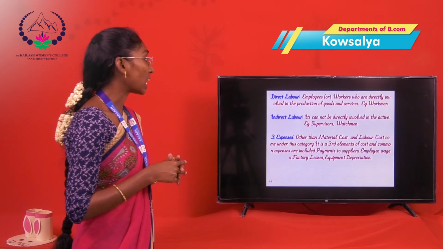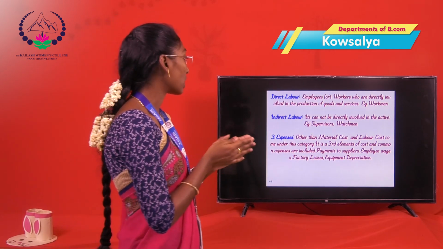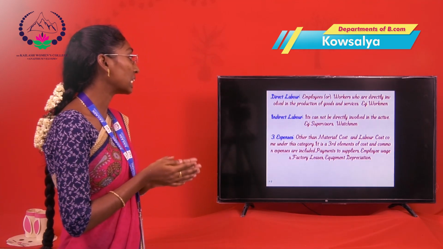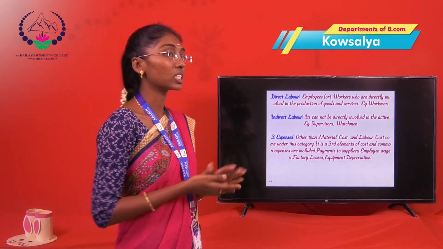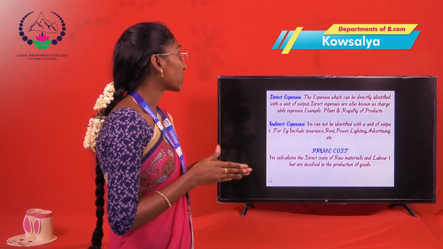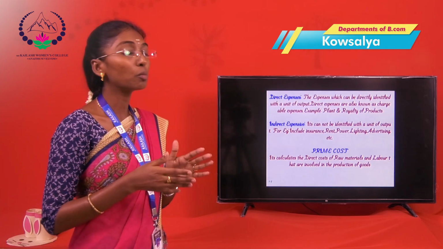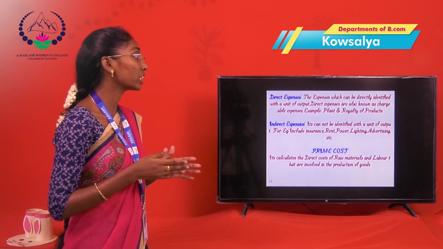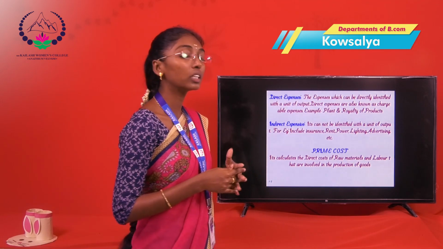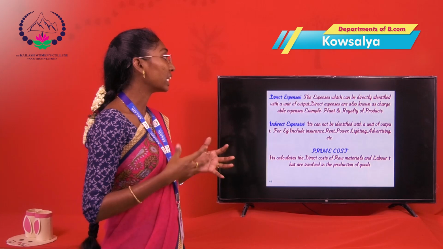Next one is the expenses. Other than material cost and labor cost come under this category. This is the third element of cost accounting, including payments to suppliers, employee wages, factory leases, equipment depreciation. Next, direct expenses: the expenses which can be directly identified with a unit of output. Direct expenses are also known as chargeable expenses, for example, plant and royalty of products. Next one is indirect expenses. It cannot be identified with a unit of output, for example, insurance, rent, power, light, heating, advertisement.